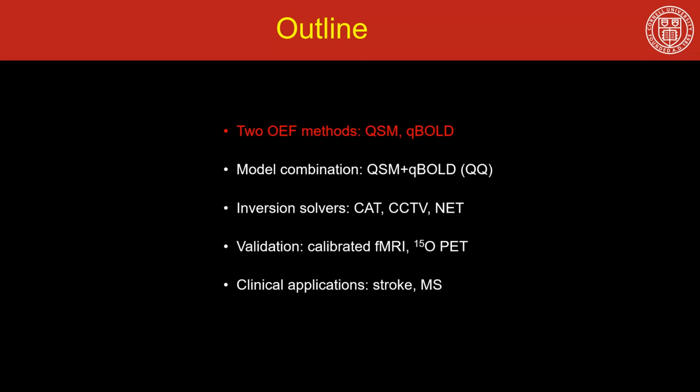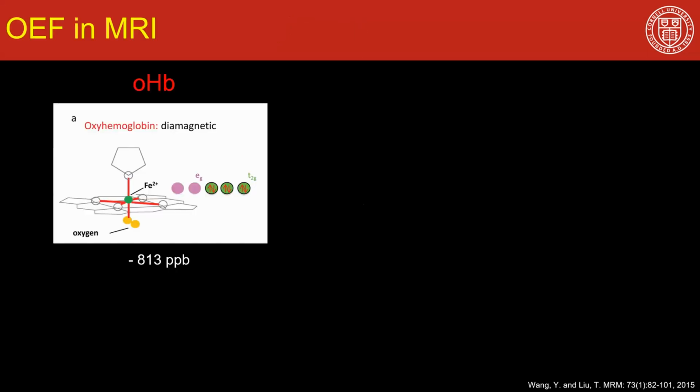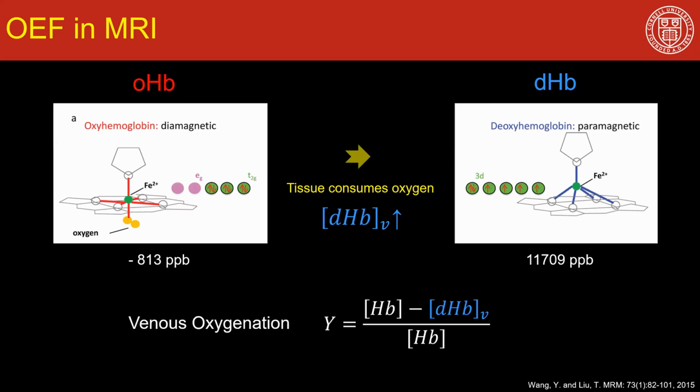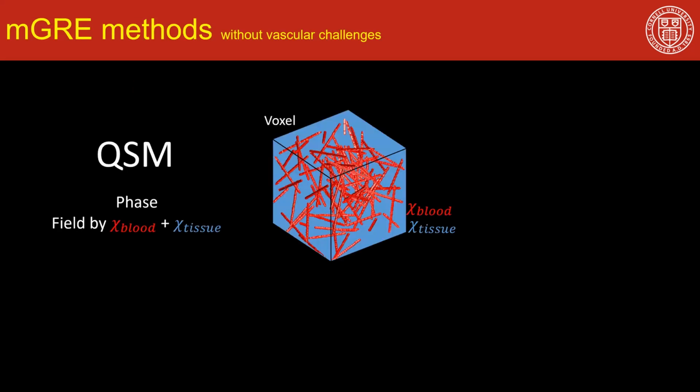First, the two methods. In MRI, we consider the blood hemoglobin effect on its signal. Oxyhemoglobin is slightly diamagnetic, and deoxyhemoglobin is a strong paramagnetic source. When tissue consumes oxygen, deoxyhemoglobin in vein increases, and MRI can detect this effect. Venous oxygenation Y can be defined with the deoxyhemoglobin concentration in vein. In this talk, I'll focus on two methods using a multi-echo gradient echo dataset without vascular challenges, QSM and qBOLD.